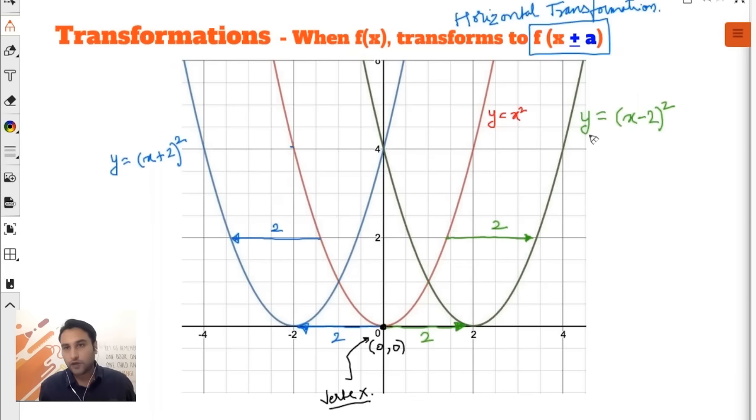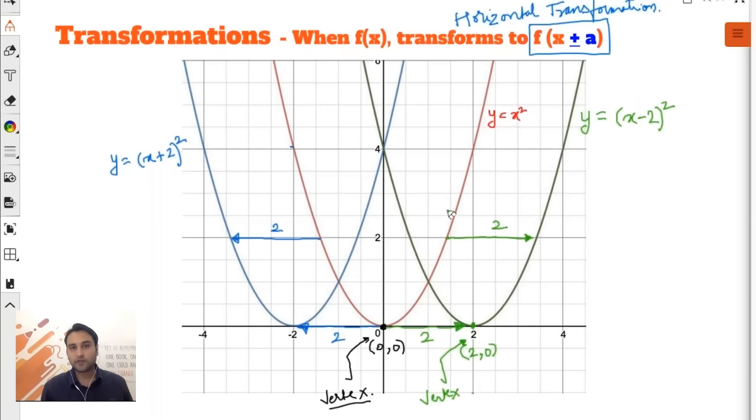Now, if you look at this equation, if you put x equal to 2 here, this will become 0. So y will become 0. So do you realize that (2, 0) will satisfy this, or this graph will pass through (2, 0)? That's it. That is the explanation. So what has happened? The vertex has now shifted to (2, 0). That is how we read it.